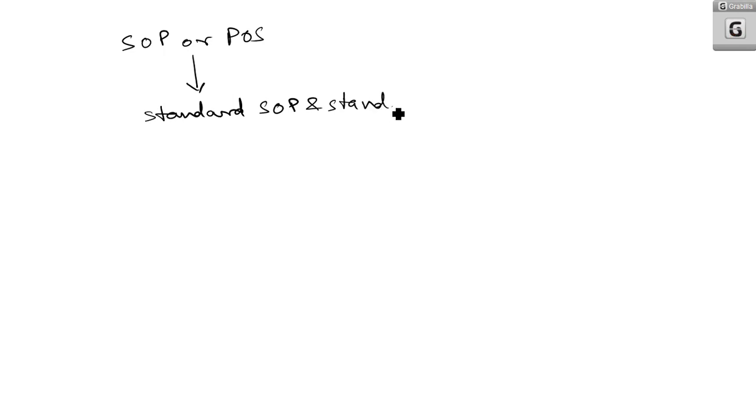So the main crux of this lecture is that you will be given a SOP or POS form. SOP or POS form will be given to you. From that you derive the standard SOP and standard POS form. From there you find the corresponding minterm expression and maxterm expression.